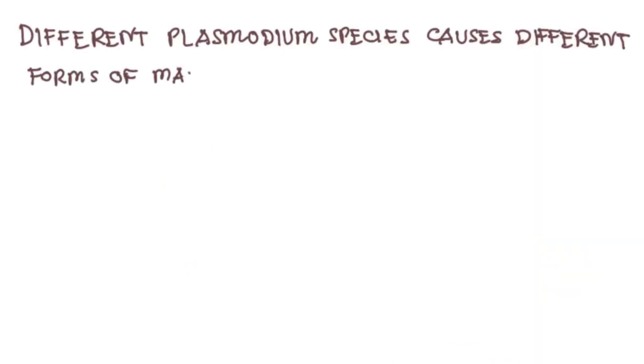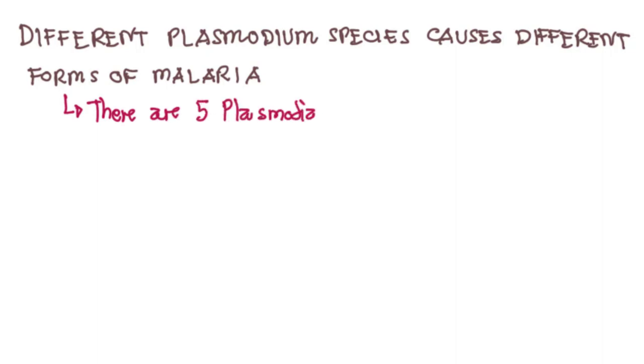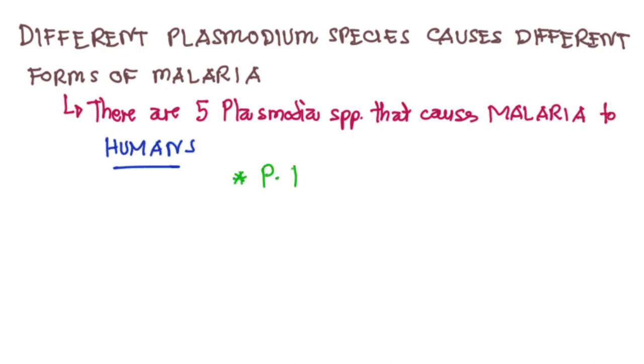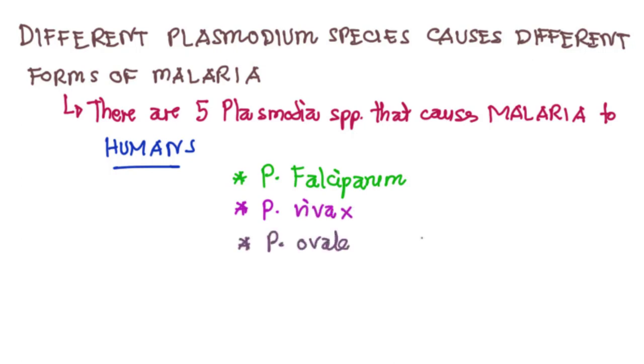There are a wide variety of Plasmodia species. So far, only 5 species are known to cause malaria in humans. These are Plasmodium falciparum, Plasmodium vivax, Plasmodium ovale, Plasmodium malariae, and Plasmodium knowlesi.